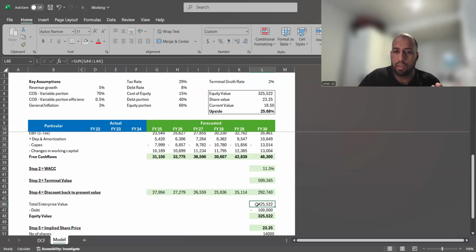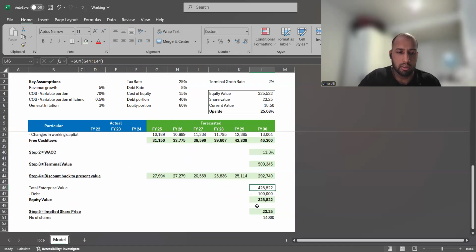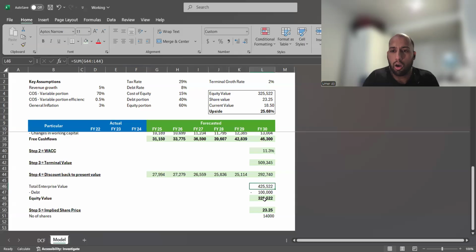So the sum of all these free cash flows is the enterprise value, and that comes up to $405 million. In order to calculate the equity value, we have to subtract the debt portion from it, that is 100. Now all of our work is almost complete, and we are only at the last step, that is, we have to calculate the implied share value. We assume that our number of shares is 14,000. Based upon that, our per share value, based upon these assumptions, this model, and the WACC, is 23.25.